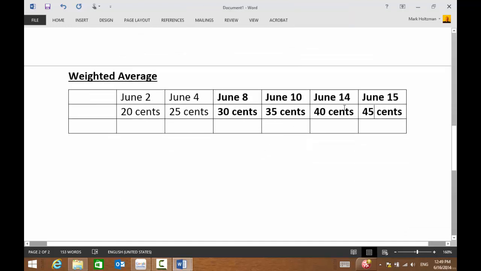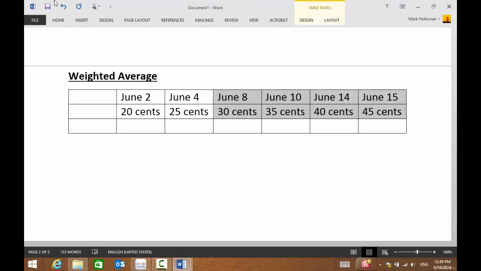Now, there's another system called weighted average. What weighted average says is that you just take the average of all of these. So in this case, if you take the average of these 6 figures, you would get 32.5 cents.